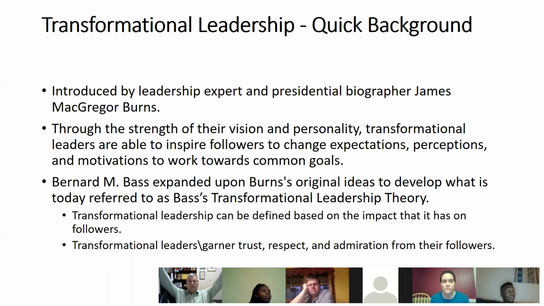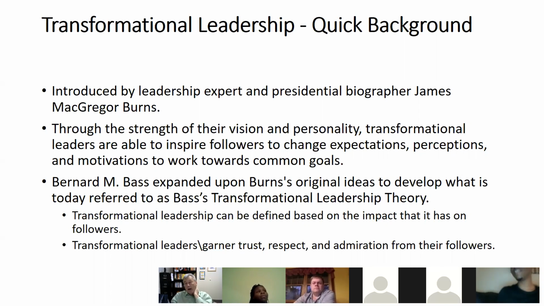It was introduced by James Burns. James Burns has written quite a few books on the presidents. He does the biographies for them, and he's quite well known for that. In his series of books on the presidents, he really looks at their leadership styles, and that's why he has sort of developed this particular theory himself, the transformational.